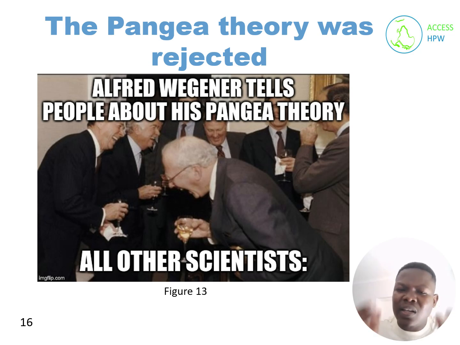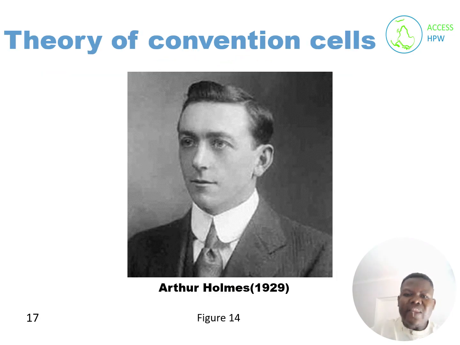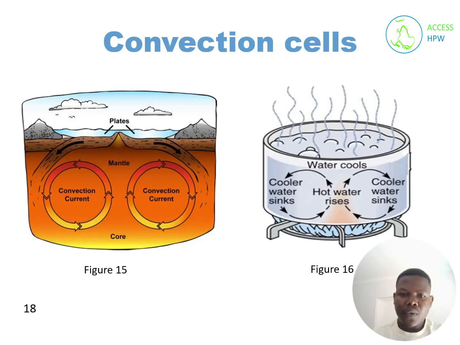The disappointing thing is, after providing all this evidence, the Pangaea theory or the continental drift theory was still rejected. Imagine. This was until 1929 when a man named Arthur Holmes came along. Arthur Holmes came up with a theory called the convection cells theory, right? So what did this theory state? Let's get into that.